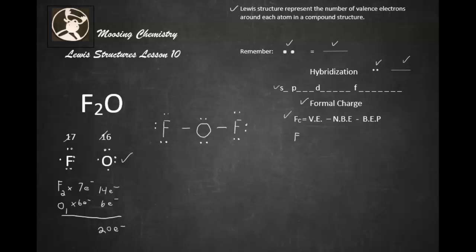So we go formal charge of our oxygen first. Oxygen came in with 6 valence electrons. It has 4 non-bonding electrons and 2 bonding pairs. So that gives me 6 minus 4 minus 2, which is 0. That's really good. Let's do the formal charge for fluorine. That came in with 7 valence electrons, 6 non-bonding electrons, and 1 bonding pair. And that gives me also a 0 there. Well, that proves that this is the best possible structure.